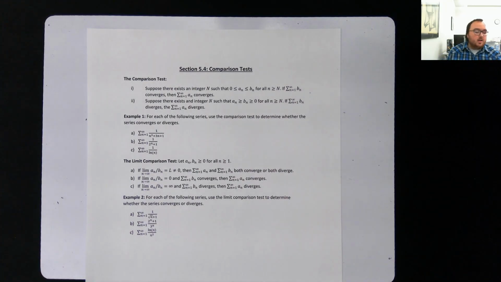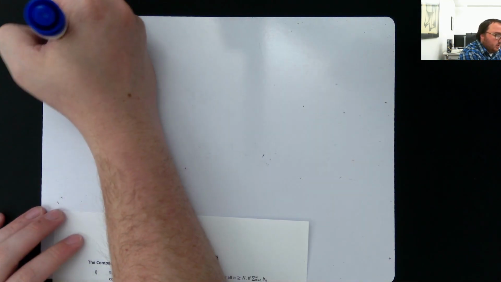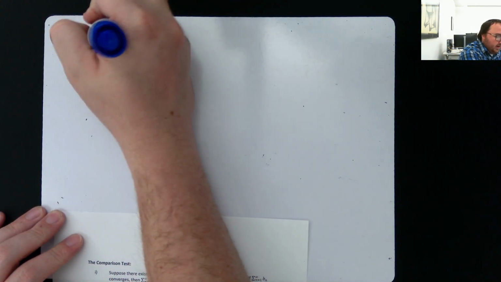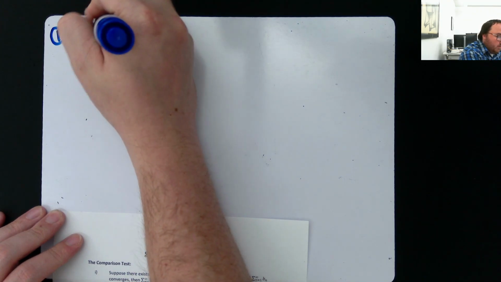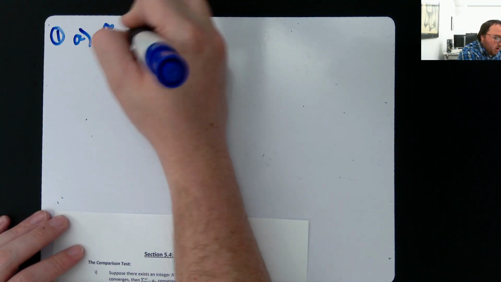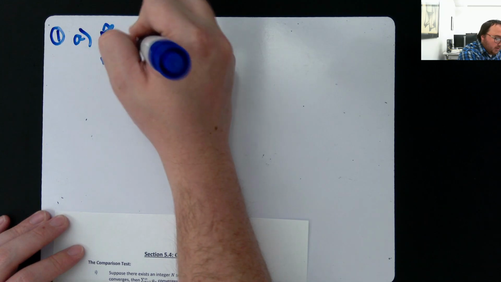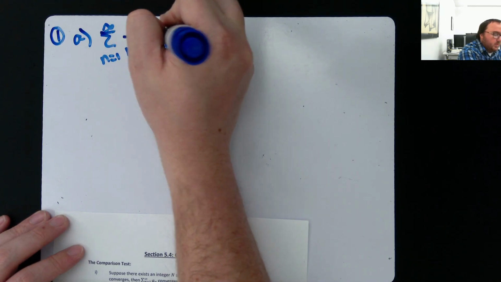So let's practice that here. Example number one: for each of the following, use the comparison test to determine whether the series converges or diverges. So the first one, 1a, is the sum from n equals 1 to infinity of 1 over n cubed plus 3n plus 1.